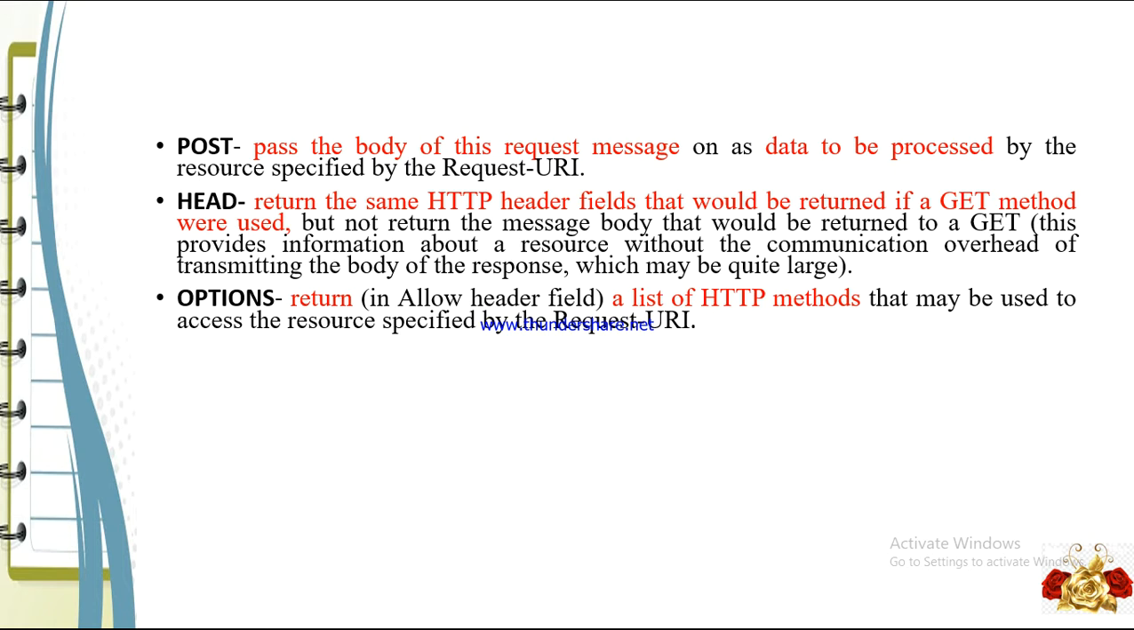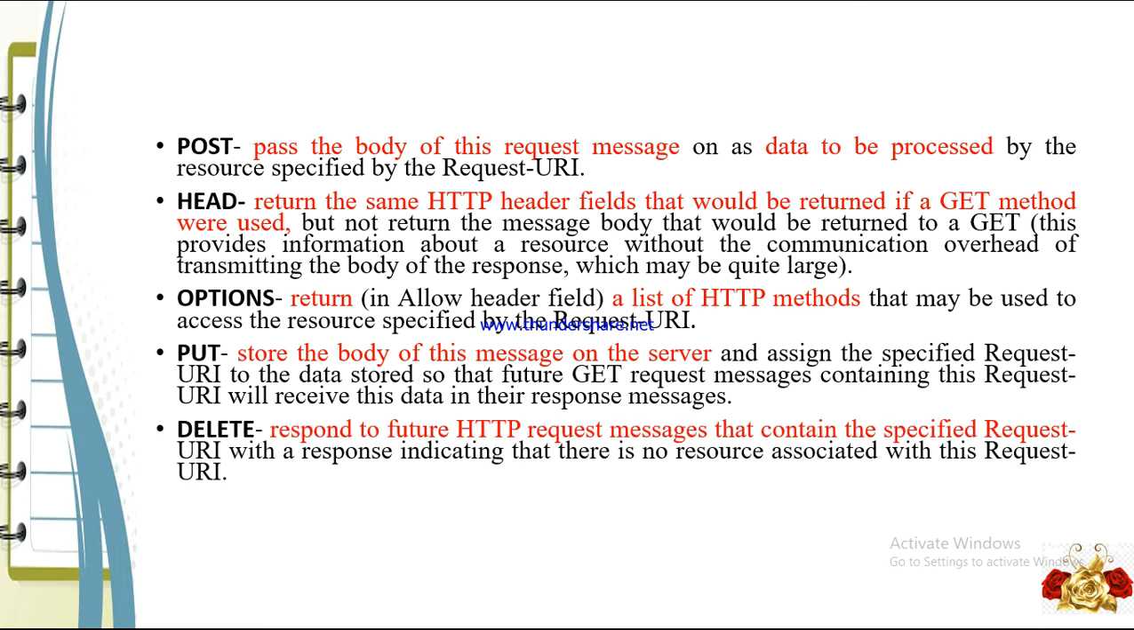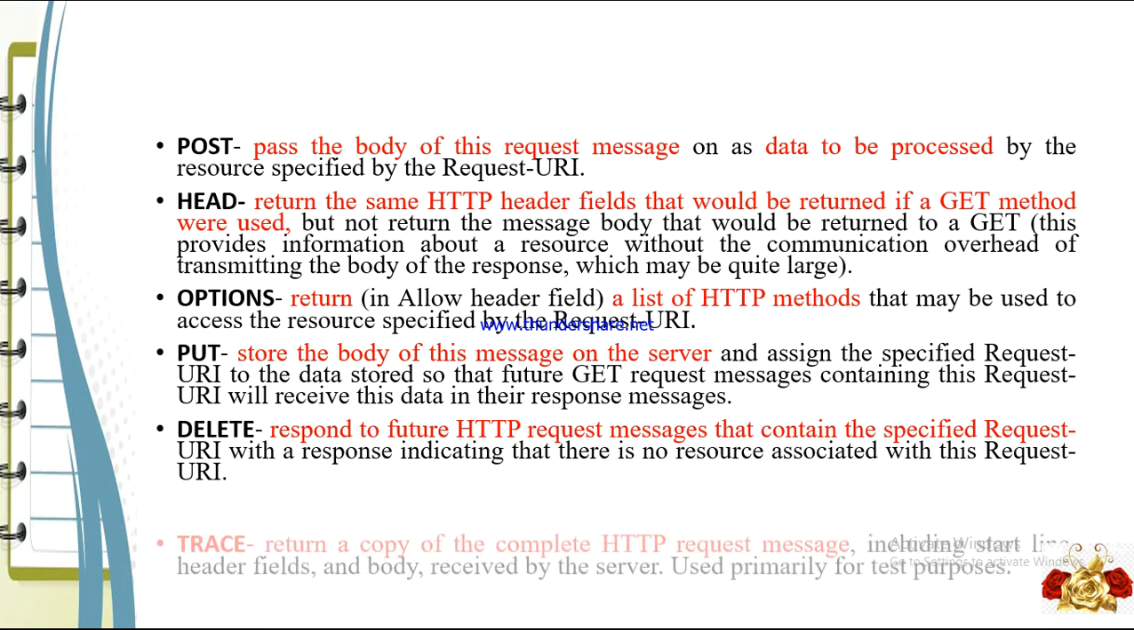Next one is OPTIONS. It returns the list of HTTP methods that may be used to access the resource specified by the request URI. Next, the PUT function. It is used to store the body of this message on the server and assign the specified request URI to the data stored. A future GET request message containing this request URI will receive this data in the response message. Next, the DELETE function. A future HTTP request message containing the specified request URI will receive a response indicating that there is no resource associated with this request URI.